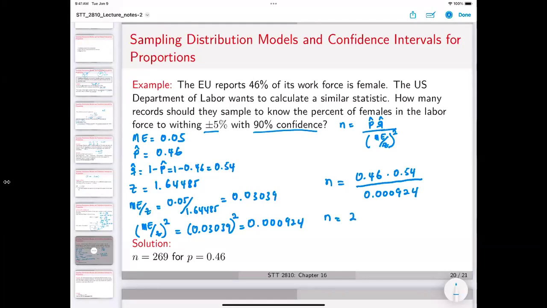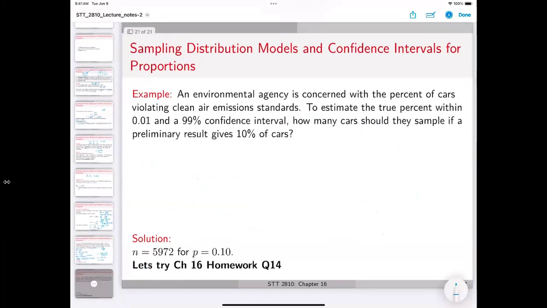So I got 268.83. Now the sample size cannot be decimal, so you round it to the nearest whole number. So n equals 269. Does that make sense? So you see how I solved for the sample size implementing the formula. Is that okay? Good. Let's try one more example.